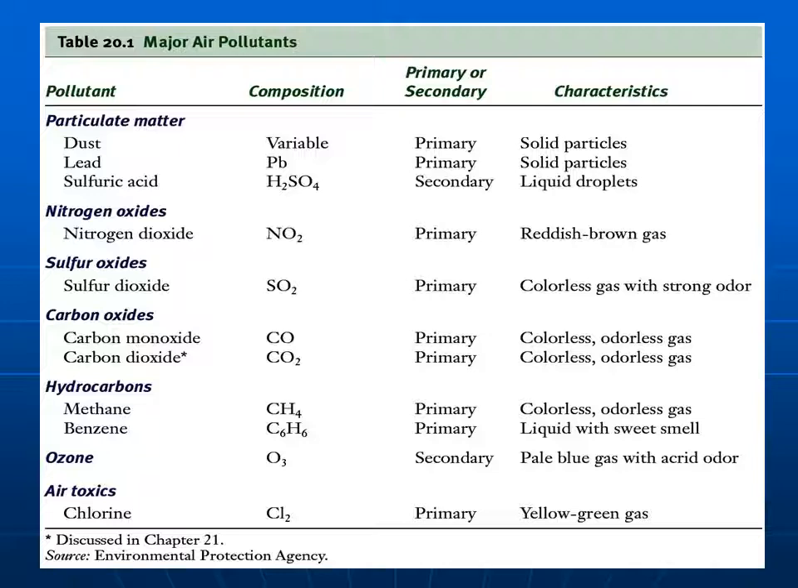Benzene has the composition C6H6. It's a primary pollutant and it is a liquid with sweet smell. Ozone, its composition is O3. It's a secondary pollutant. It is a pale blue gas with acrid odor. Air toxics. Chlorine, Cl2 is the composition. It is a primary pollutant and its characteristic is a yellow-green gas.